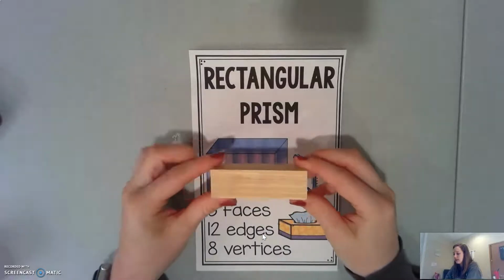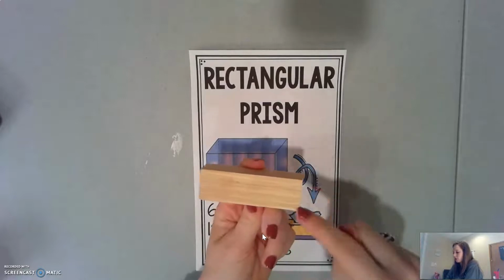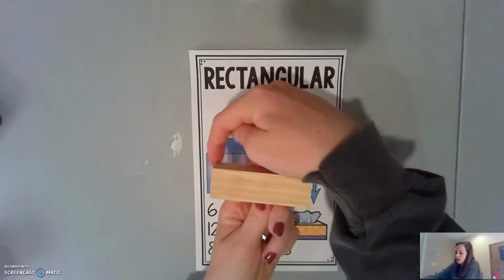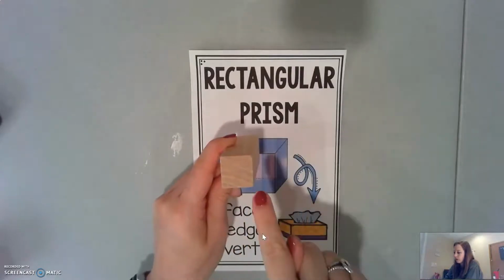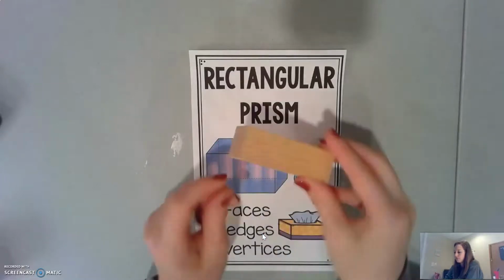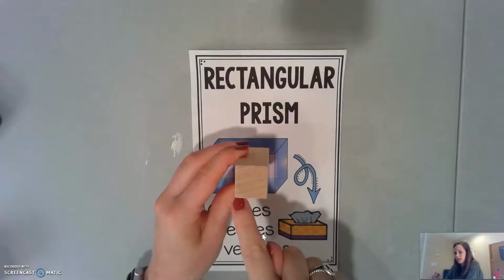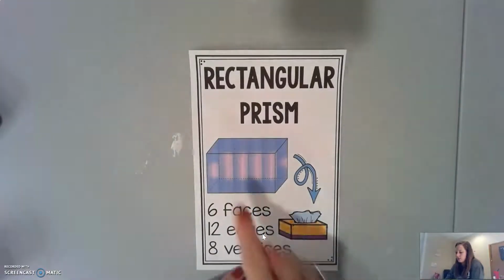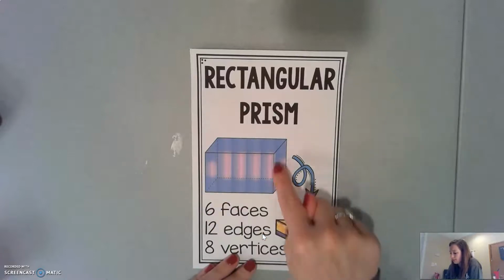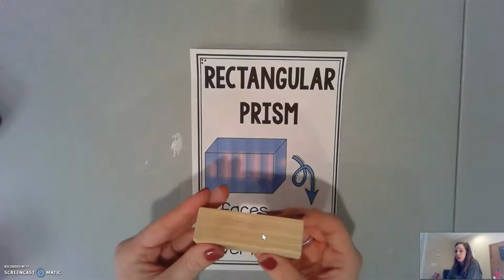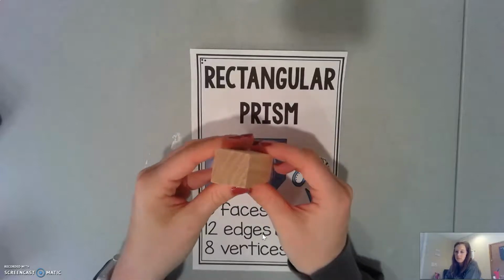Let's see how many vertices we have. It's easy because we just count them on each side because these are all the corners. 1, 2, 3, 4. Turn it over. 5, 6, 7, 8. We have 8 vertices, so let's count them on here. 1, 2, 3, 4, 5, 6, 7, 8. A vertex is any corner where two sides, or any number of sides, come to and meet.